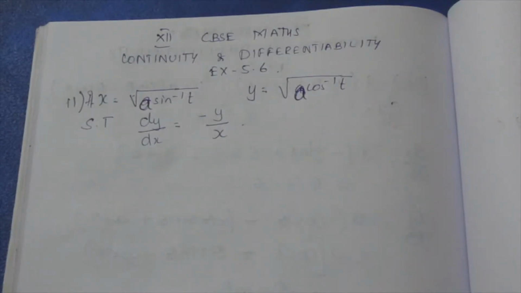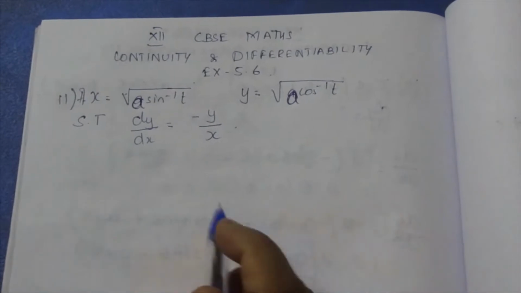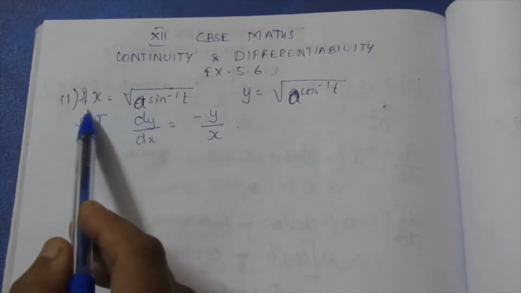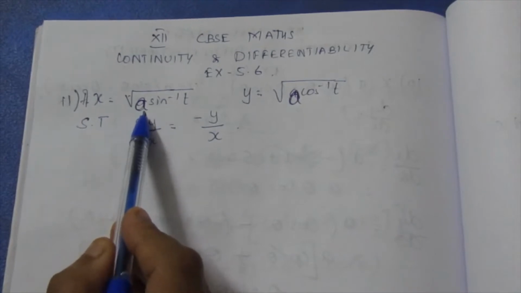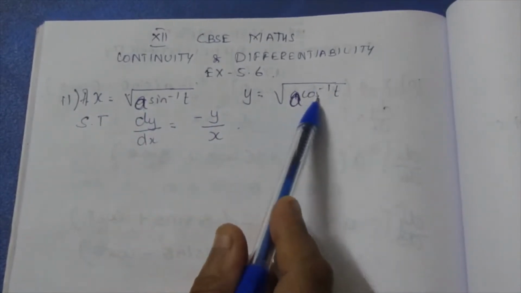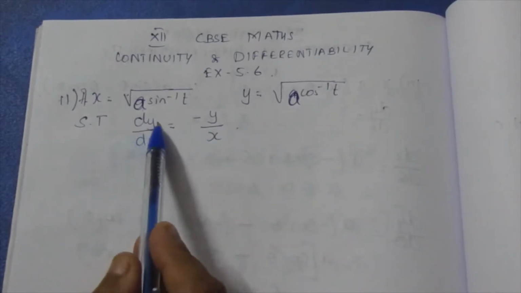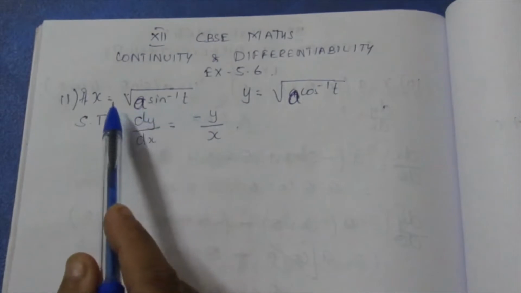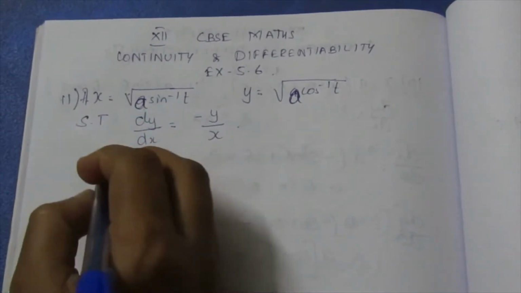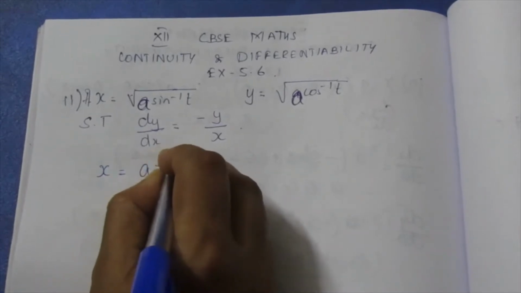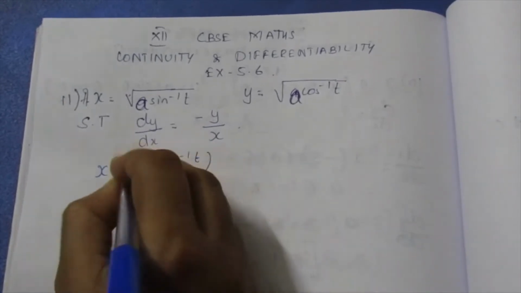Today we are going to see 12th CBSE Maths Continuity and Differentiability exercise 5.6 question number 11. Let's see the question. If x is equal to root of a power sin inverse t, y is equal to root of a power cos inverse t, we need to show that dy by dx equal to minus y by x. Here they have given x is equal to, I am going to write x to be a power sin inverse t the whole power half.